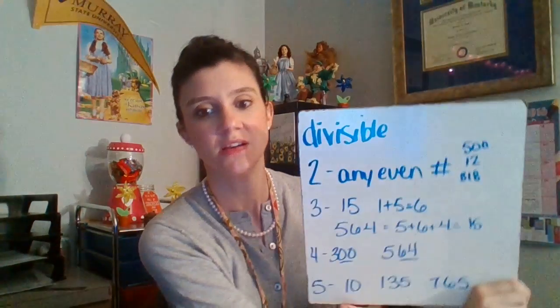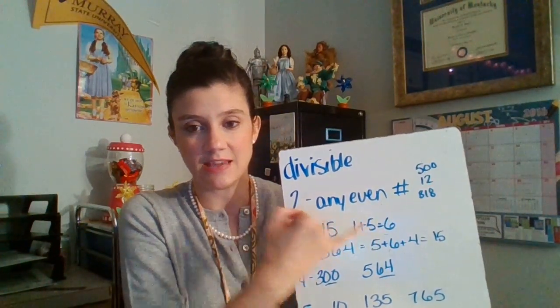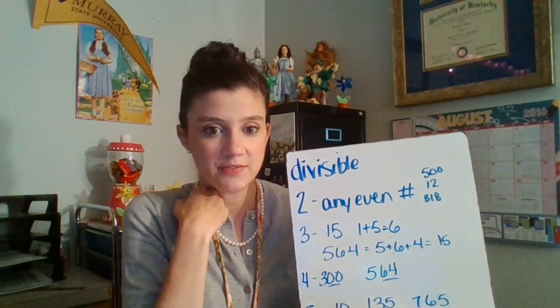Algebra Lesson 15 is on divisibility rules. We're trying to determine if numbers are divisible by a certain number. And when we mean divisible, we mean that it can be divided by that number evenly without any leftovers. So, rules get kind of long, but a number is divisible by 2 if it's even. Any even number is divisible by 2.